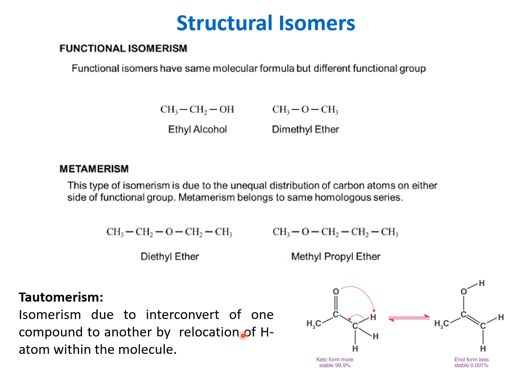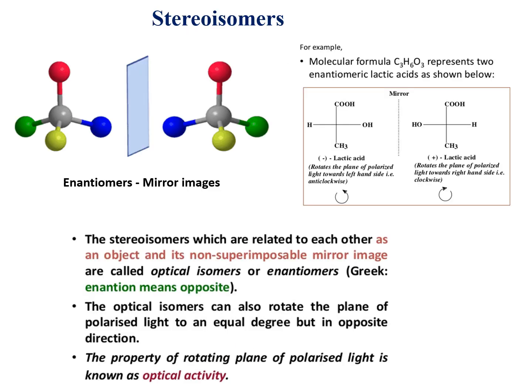Then tautomerism means the compounds will always exist as an equilibrium mixture only. One is the keto form and the other one is the enol form. So this isomerism is due to interconversion of one compound to another by relocation of a hydrogen atom within the molecule.